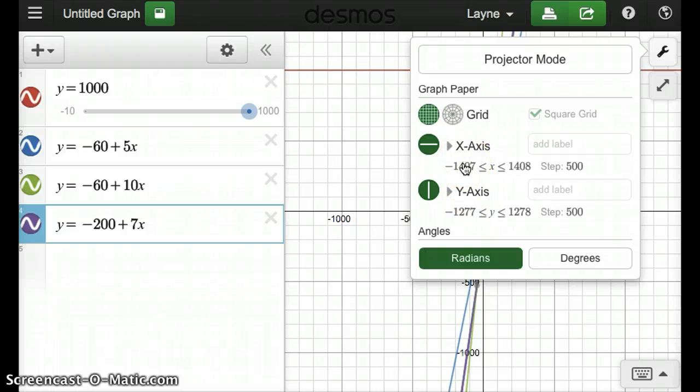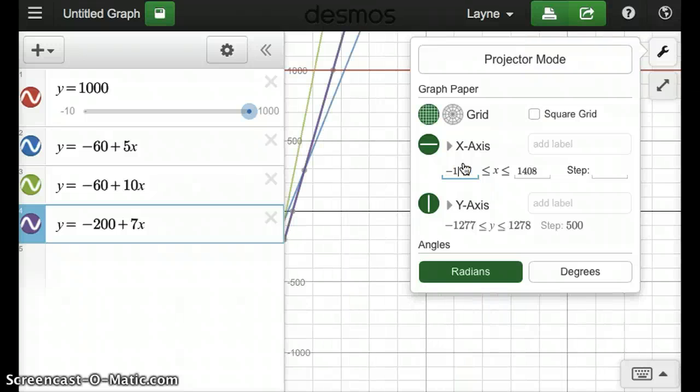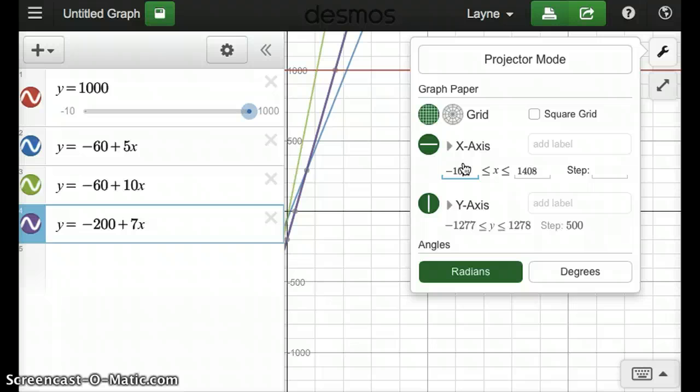All right, so let's think about the minimum X values. Well, X represents how many cars I'm washing or shirts I'm selling. So hopefully I'm not selling negative shirts. All right, so really it should be at 0. But me personally, I like to put a little wiggle room, so I'd put in just a little beyond 0 so that it all kind of fits in the window.